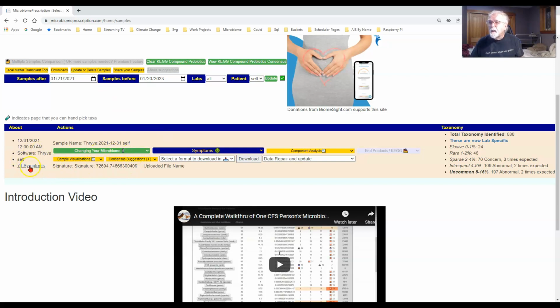The person has entered symptoms, and usually the first thing we do is get a general feel for what's going on. For doing that, we're going to go over to MyBiome View. It is a good introduction to the microbiome. Before we go there, notice that we have 680 taxonomy. Taxonomy is a fancy name for bacteria. We have 680 bacteria involved or identified.